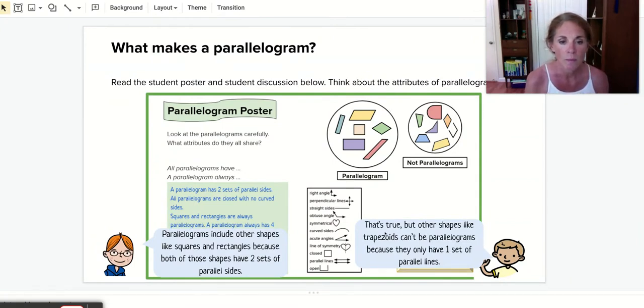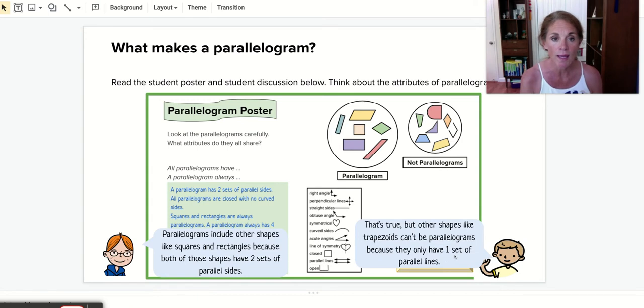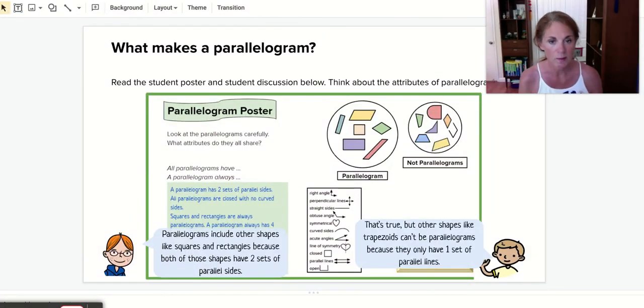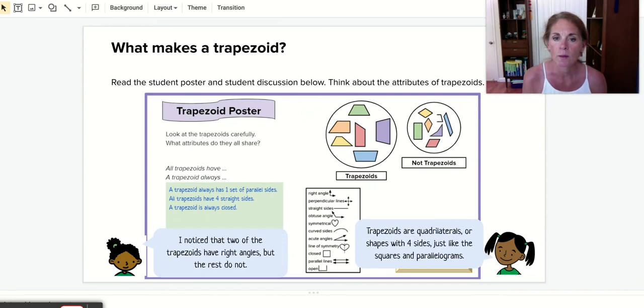Trapezoids can't be parallelograms because they have only one set of parallel lines. This shape here is kind of a standard trapezoid. Let's look at a trapezoid. There's the trapezoid. So look at the trapezoids.